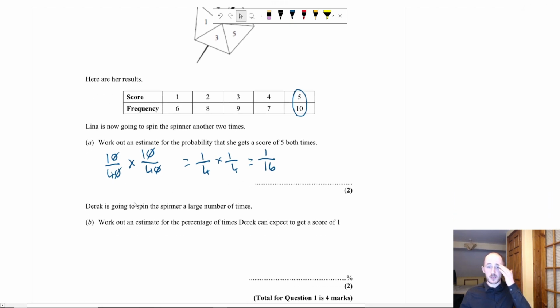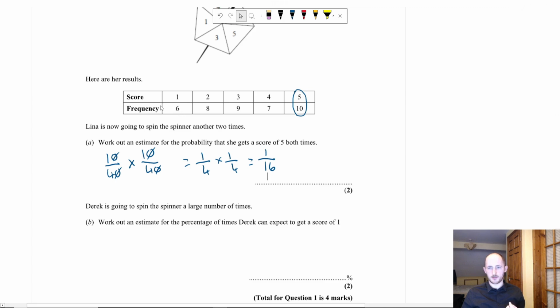Derek is going to spin the spinner a large number of times. Work out an estimate for the percentage of times he can expect to get a score of 1. The reason they put this sentence, he's going to spin it a large number of times, is the idea that this is our experimental data. So if you do it a large number of times, the percentages should stay the same, because probability always stays the same.